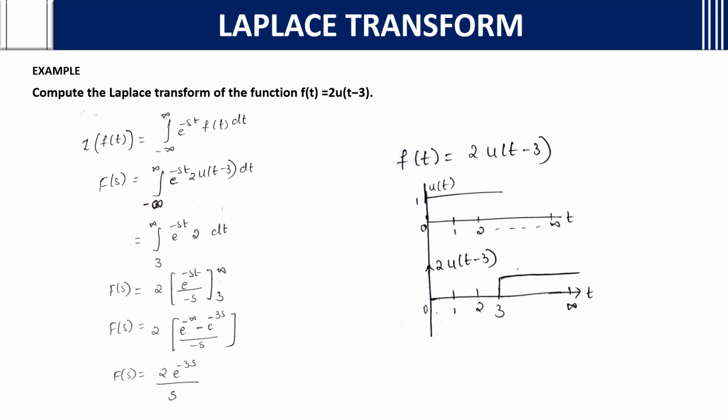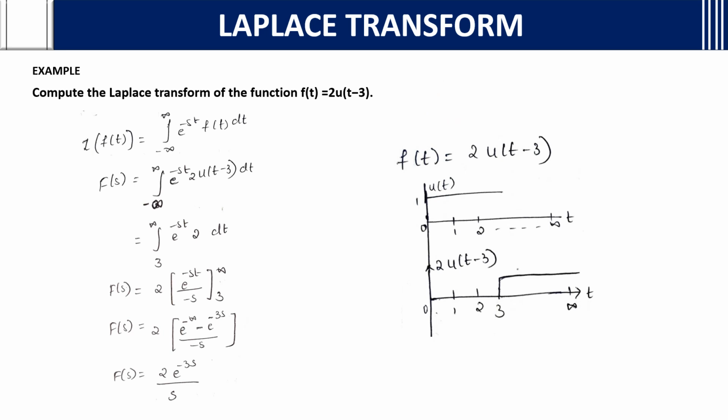Sums. Compute the Laplace transform of the function f of t equals 2 of u of t minus 3. Here f of t is given as 2 of u of t minus 3. But till now you know the Laplace transform of u of t is 1 by s. But you don't know the Laplace transform of u of t minus 3, right?